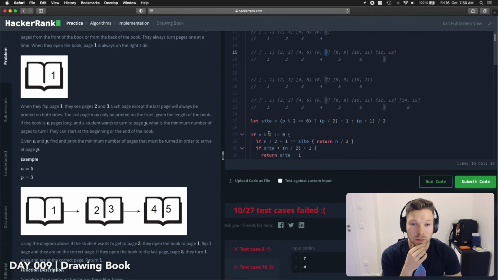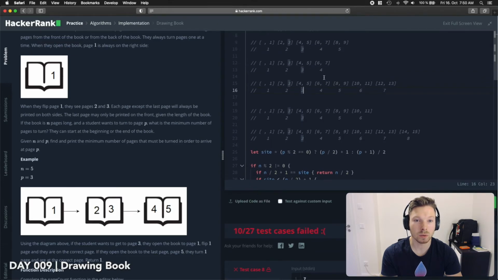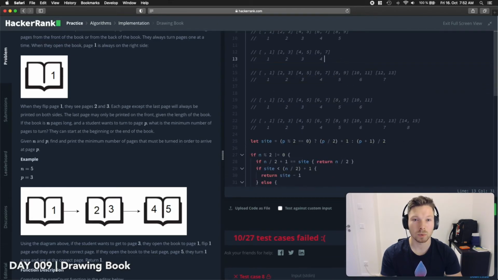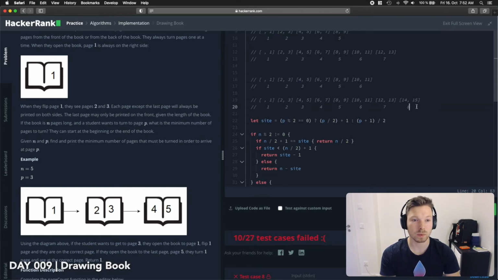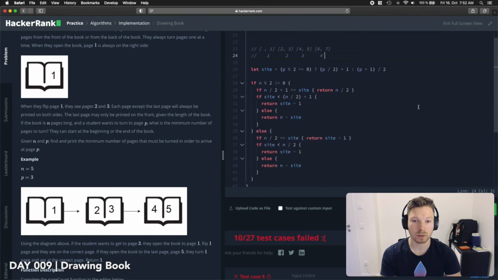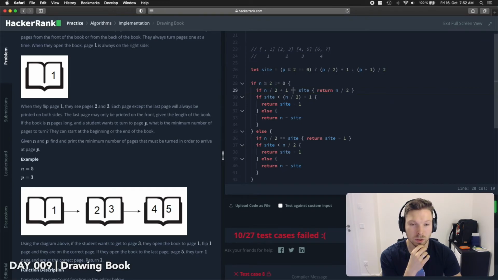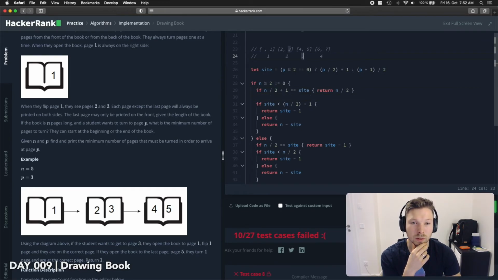Now, if n divided by 2 is unequal 0, which means it's uneven, that means it's 3.5. We want to say just 3, right? Divided by 2, and that's the page. How many turns? Actually, let's do... Here we are. Let's pull this down there. Have a close look like this. That's wrong, for example, here. For that case, doesn't add up.